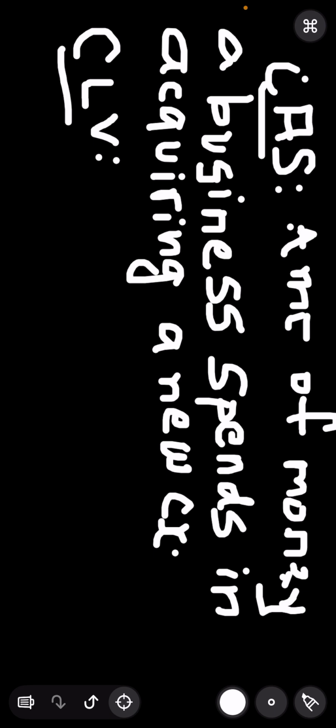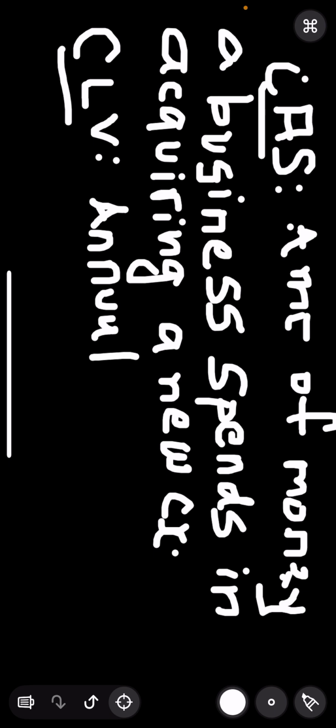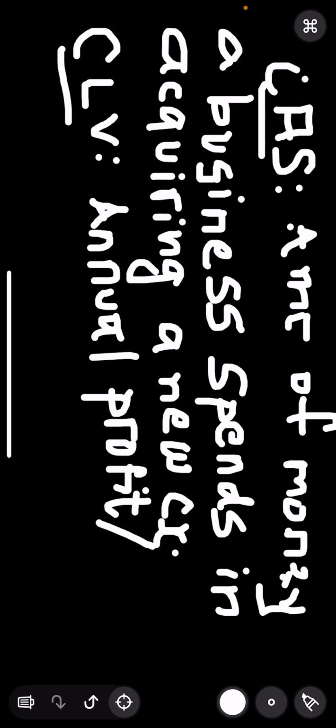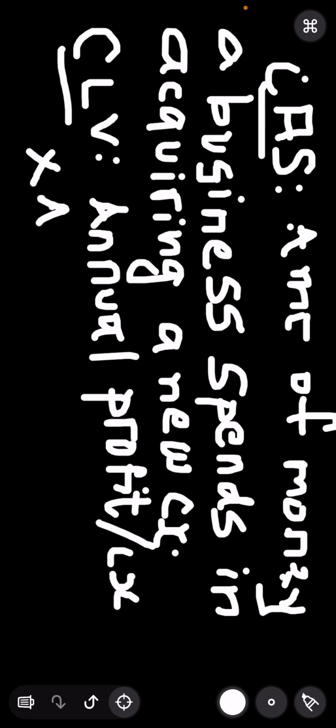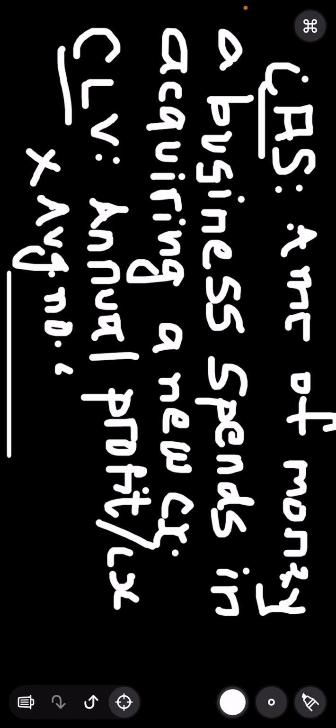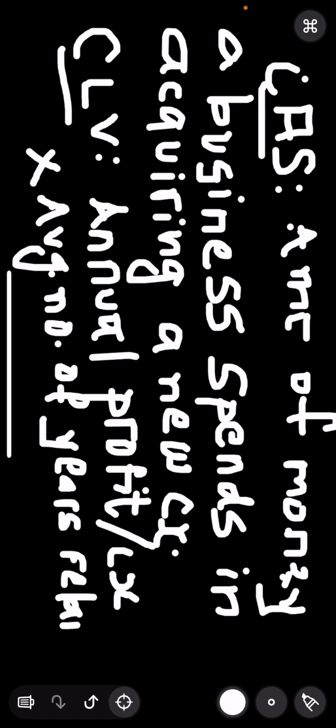So say for example, in this case, if you look at the formula, this will be annual profit per customer, multiplied by average number of years retained, minus acquisition cost. So this is take away acquisition cost.